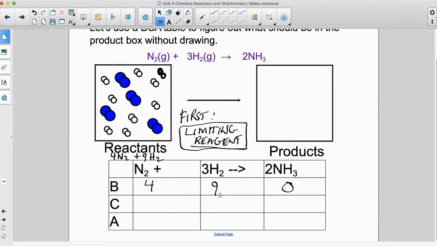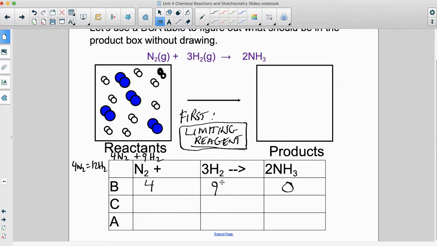So we have to figure out which of these is going to be used up. So if I take a look at my nitrogen, I have 4 nitrogen molecules. If I look at the balanced reaction, I see that 1 nitrogen requires 3 hydrogens. So if I have 4 nitrogens, I need 3 times that. I would need 12. So let me write this here. 4 N2s requires 12 H2s. And if I look over here, I only have 9.